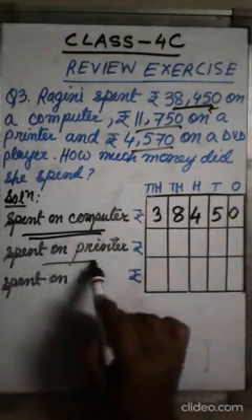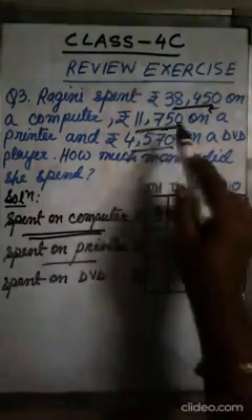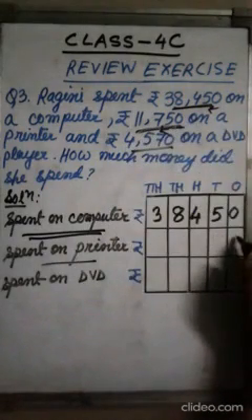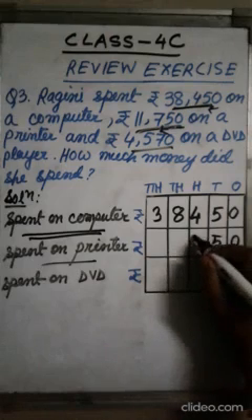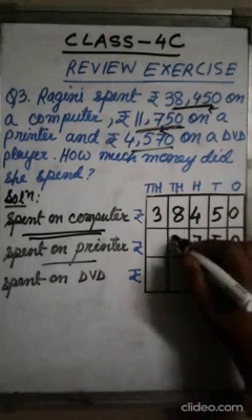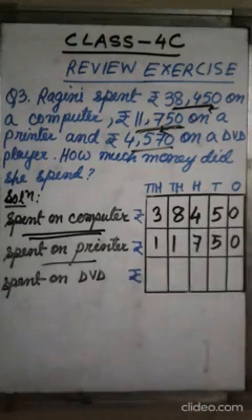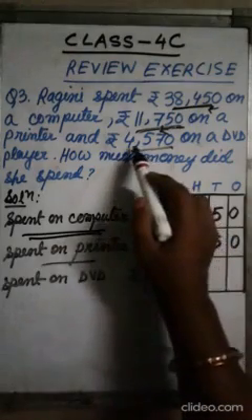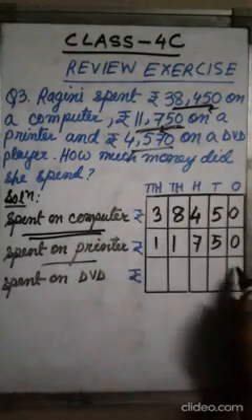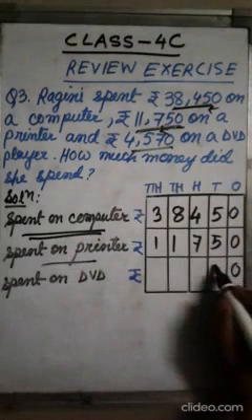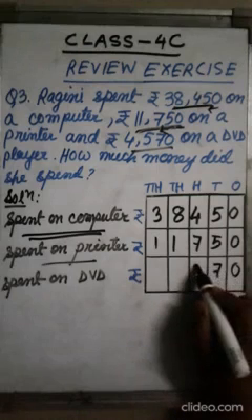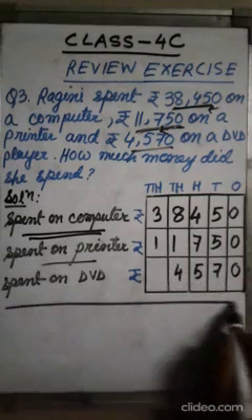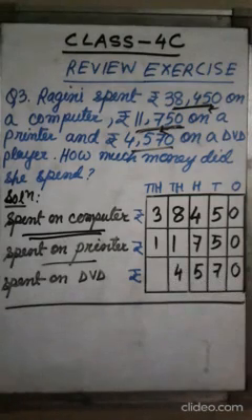Money spent on the printer, that is 11,750. Again, I shall write this number from the back side, 05711. Money spent on the DVD player, 4,570. So writing the number from the back side in the place value chart. Now let us add the three numbers.